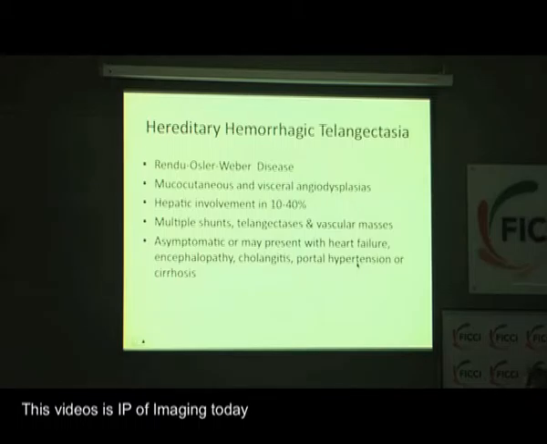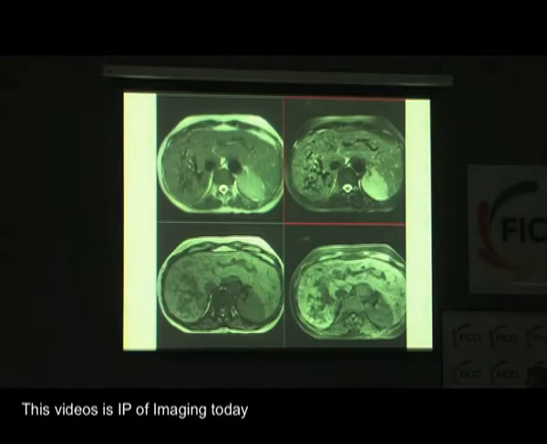I've been lucky to see one case of Rendu-Osler-Weber disease, which basically involves the liver in about 10 to 40% of patients. There are multiple shunts, telangiectasias, and vascular masses in the liver. Usually patients are asymptomatic or can present with encephalopathy, cholangitis, or portal hypertension, and even have cirrhosis.